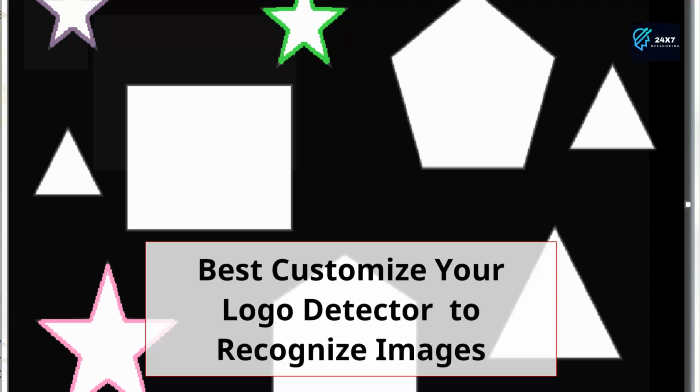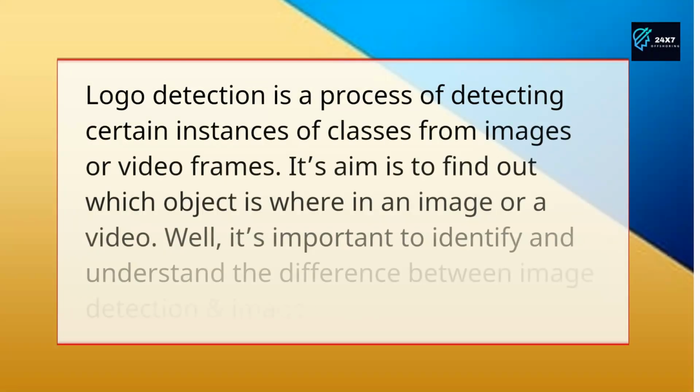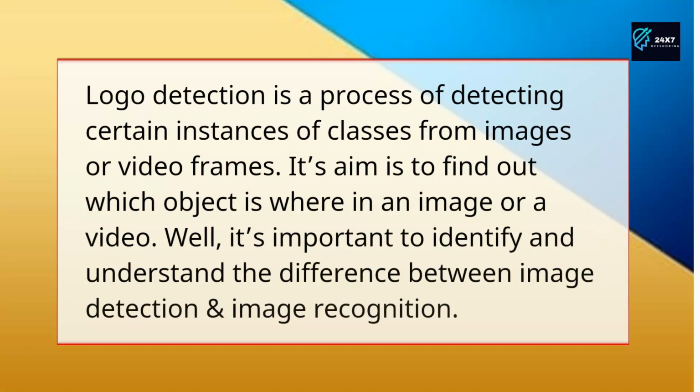Best customize your logo detector to recognize images. Logo detection is a process of detecting certain instances of classes from images or video frames. Its aim is to find out which object is where in an image or a video. Well, it's important to identify and understand the difference between image detection and image recognition.